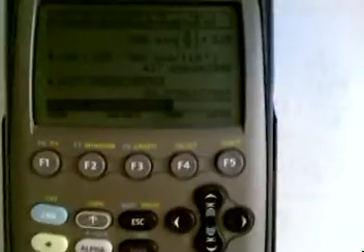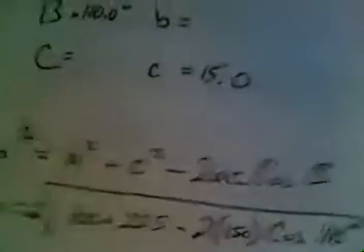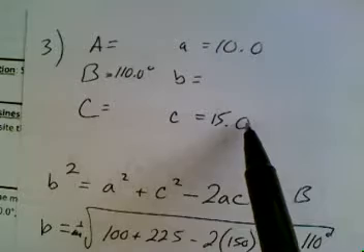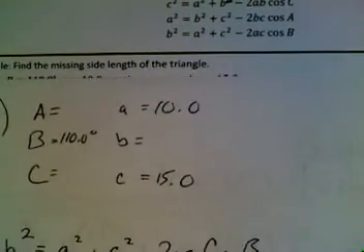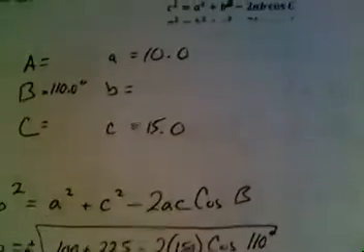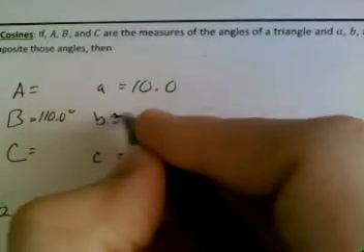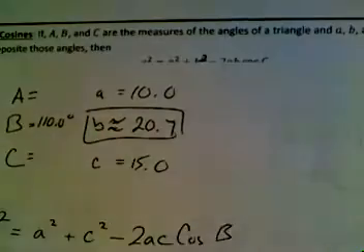I take the square root of that numerical value, and I get approximately 20.67863735 and so on. Where do I round that to? Well, as in all of these problems, you are going to round the side lengths to the number of decimal places given, or if the problem tells you to round to a certain decimal place, you will round to that decimal place. This just says find the missing side length of the triangle. b is what I'm trying to find. It's going to be rounded to 1 decimal place, so it's going to be approximately 20.7. And that's what I was looking for.